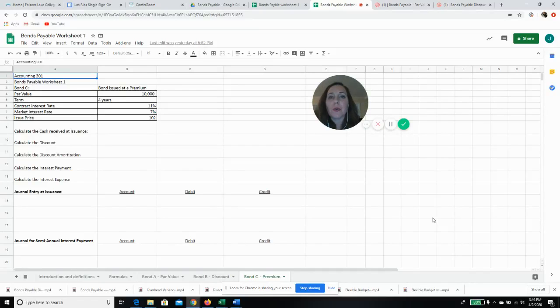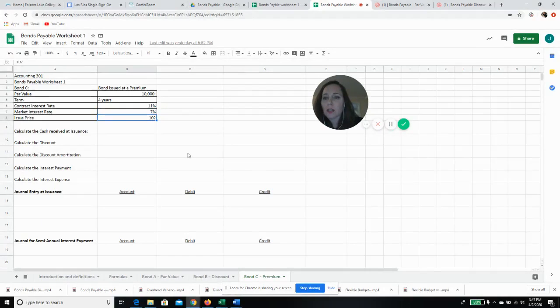Welcome back. Let's go through our last example, which is when we sell a bond with a premium. Bond C is issued at a premium. How would we know that? Well, we know that because the contract rate is greater than the market interest rate. We also know that the issue price is over 100. And those two things tip us off that we're selling a bond at a premium. Contract interest rate is greater than the market interest rate, and the issue price is greater than 100.